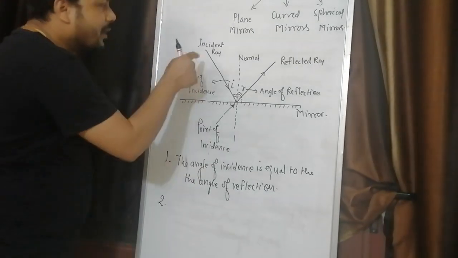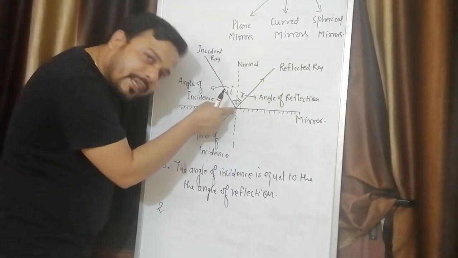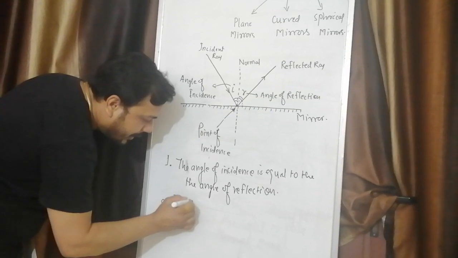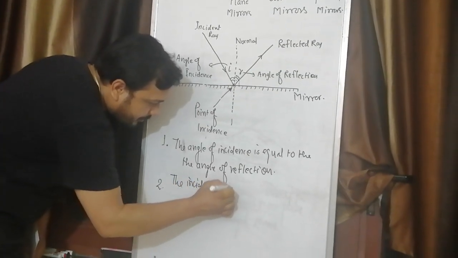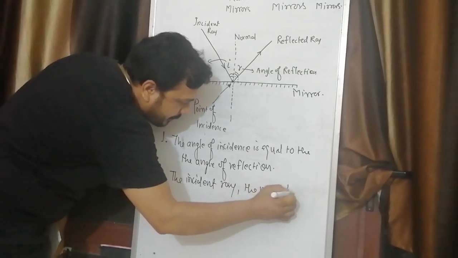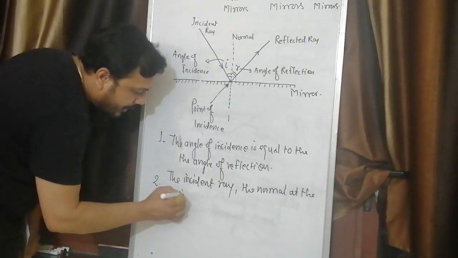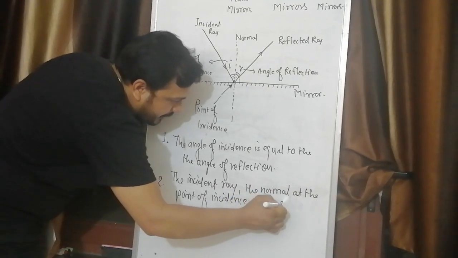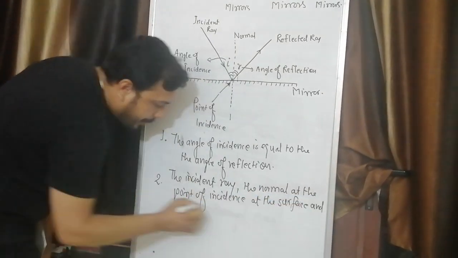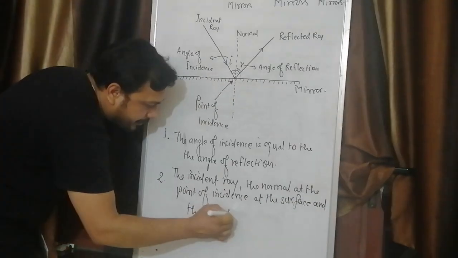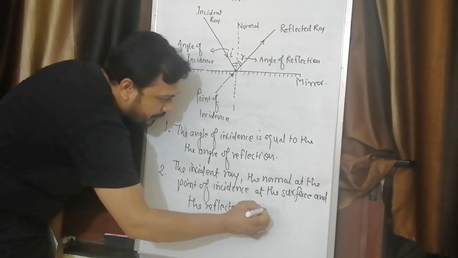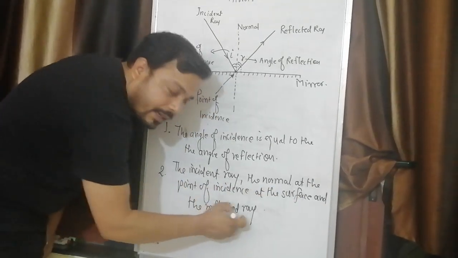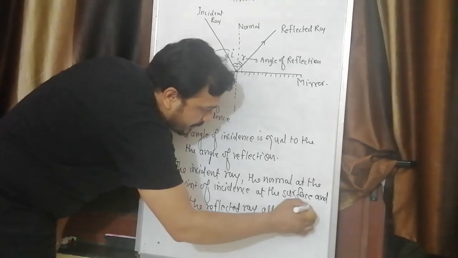So you have to keep three things in mind. The incident ray, the normal at the point of incidence, and the reflected ray, they all lie in the same plane. So the incident ray, the normal at the point of incidence at the surface, and the reflected ray all lie in the same plane.